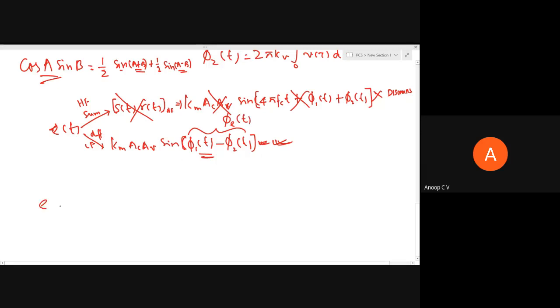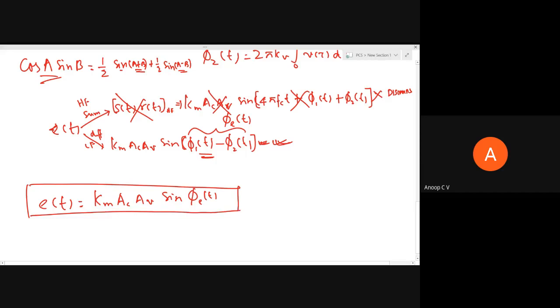So what will be our E of t now? E of t we can write as Km, where Km is nothing but the gain of our product module or multiplier, times AC, AV, then sine of phi E of t. So this is our E of t now. Is this clear how we got this E of t? If you multiply, you will get sum and difference, so the high frequency part we can discard. Why? Because whatever loop filter we have will allow only low frequency, right?